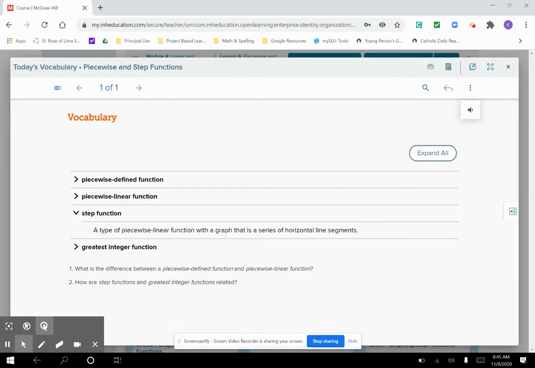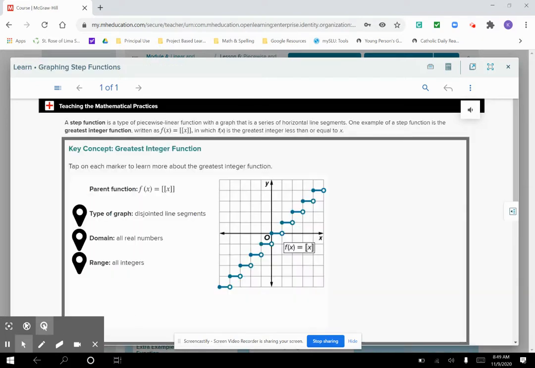All right, on to your third vocabulary word, which is a step function. A step function is a lot like a piecewise linear function with a graph that has a series of horizontal line segments. So it looks a little bit like a step. I'm going to show you guys an example of what that might look like and how you would graph that. All right, so this is what a step function looks like.